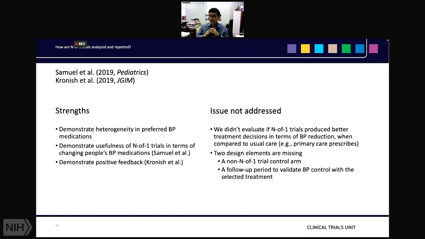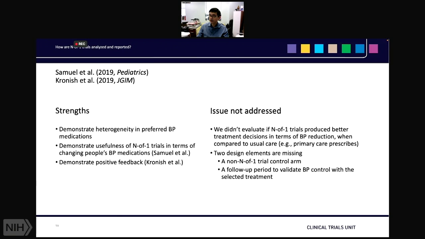It also demonstrated that N-of-1 trials are effective at changing people's medication preference, and the participants seem to have positive feedback. So these are very small series, but they're quite representative of what's shown in the literature, that N-of-1 trials seem to be effective in changing people's opinion. But from a scientific viewpoint, this type of analysis might not be useful in the sense that we actually don't know whether N-of-1 trials produce better treatment decisions.